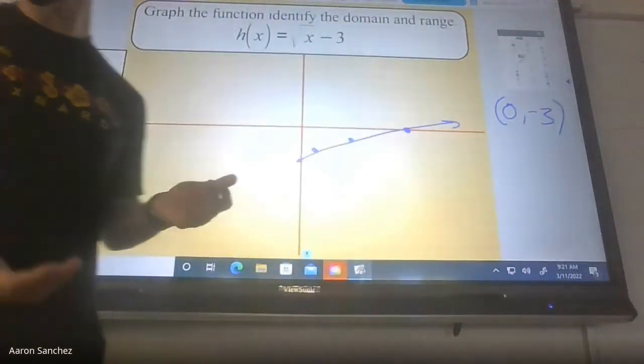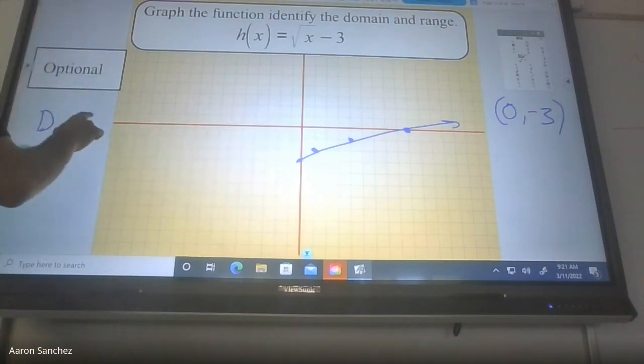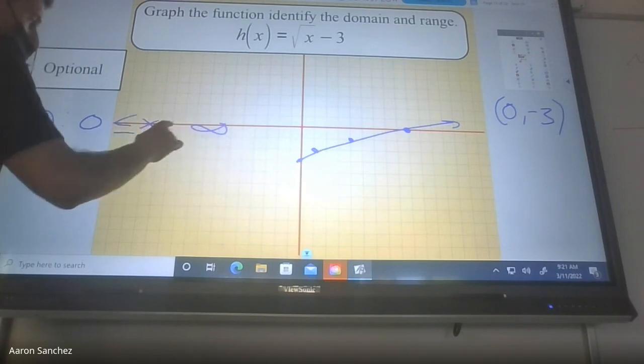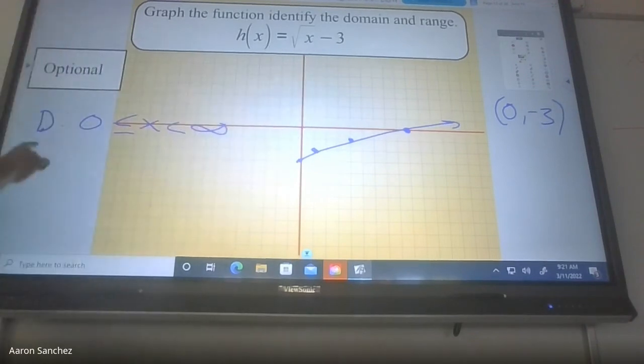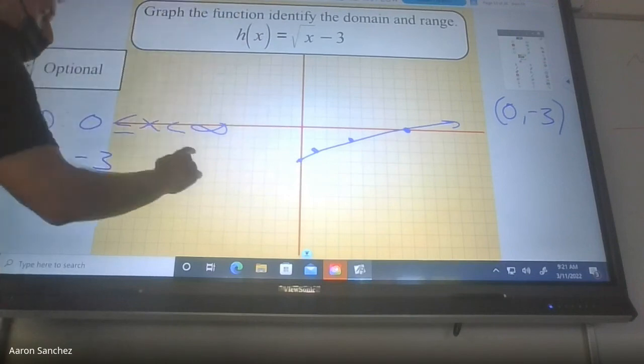Domain and range. You got the domain and range? I was going to write out. Domain. Where do I start at? 0 to infinity. Right? Make sure you put the line under the 0 because it's equal to 0. It can't be equal to infinity. And the range is what? What's the smallest one? Negative 3, right? Because it starts here, negative 3, goes up to infinity.